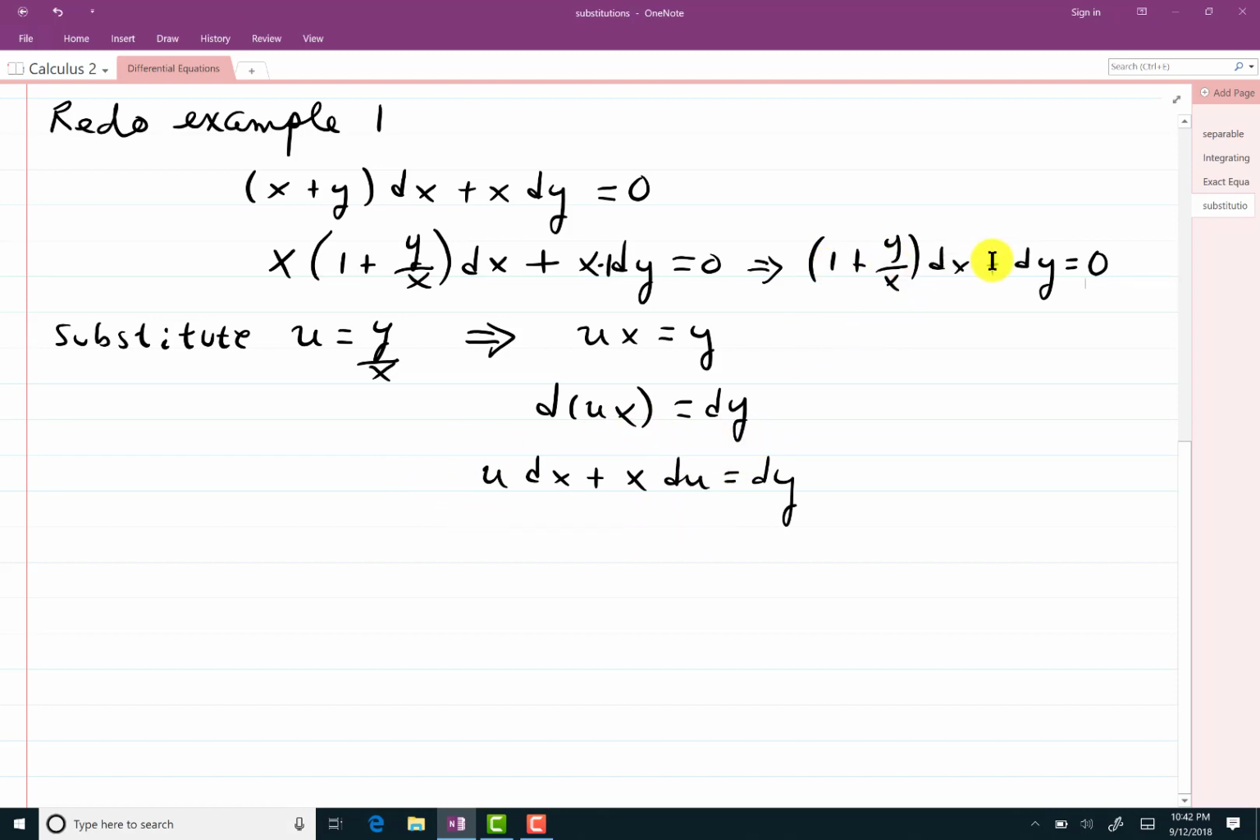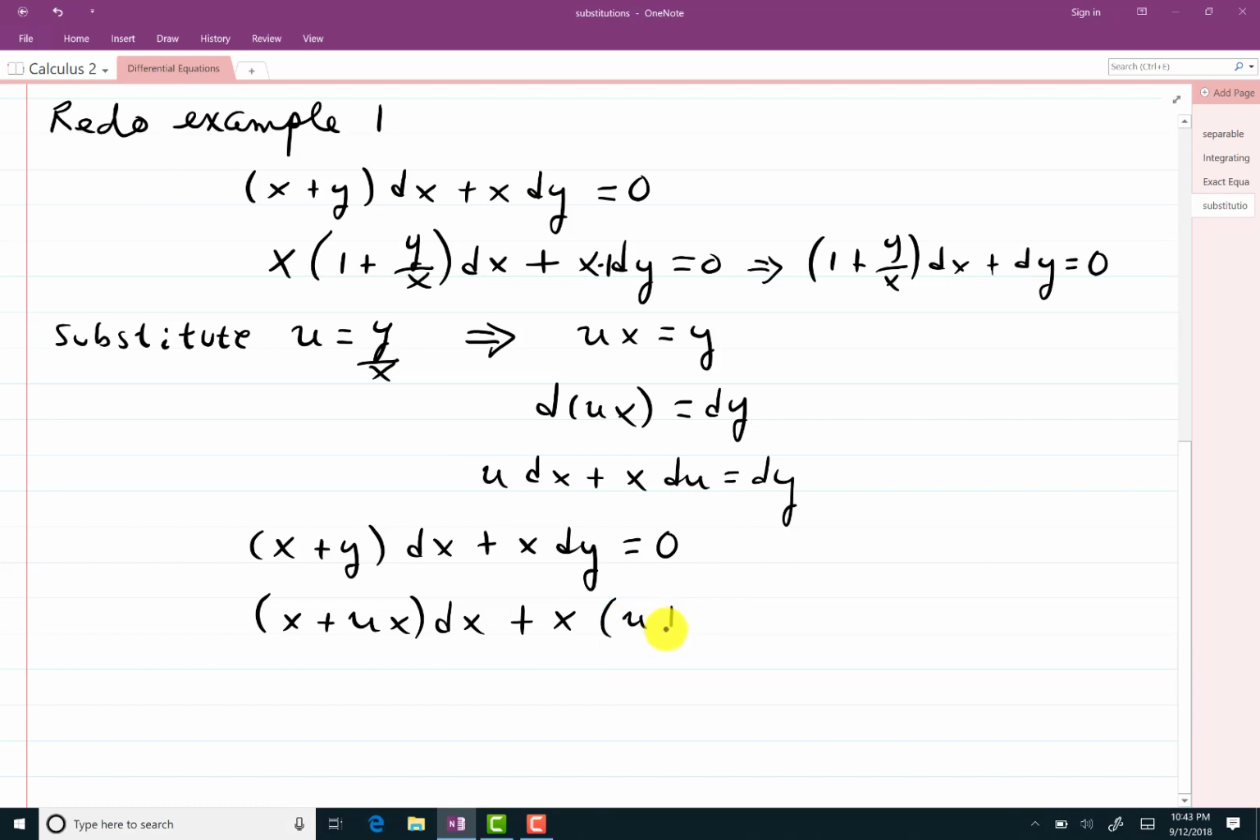But I'm not going to work this equation this way. I'm going to start with the original equation. And how does that work? All right, so let me rewrite it. (x + y) dx + x dy = 0. Now I'll go ahead and replace my y with ux. So (x + ux) dx plus x times, and then my dy is all this stuff, (u dx + x du), and of course that equals 0.